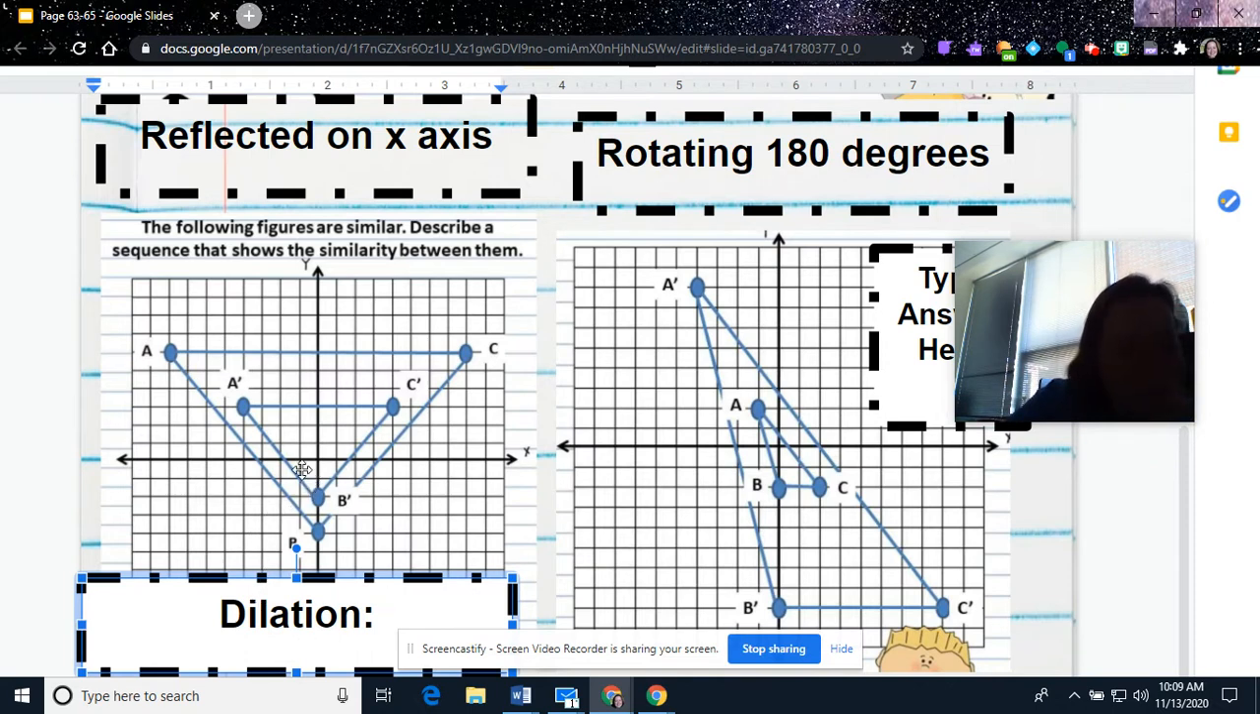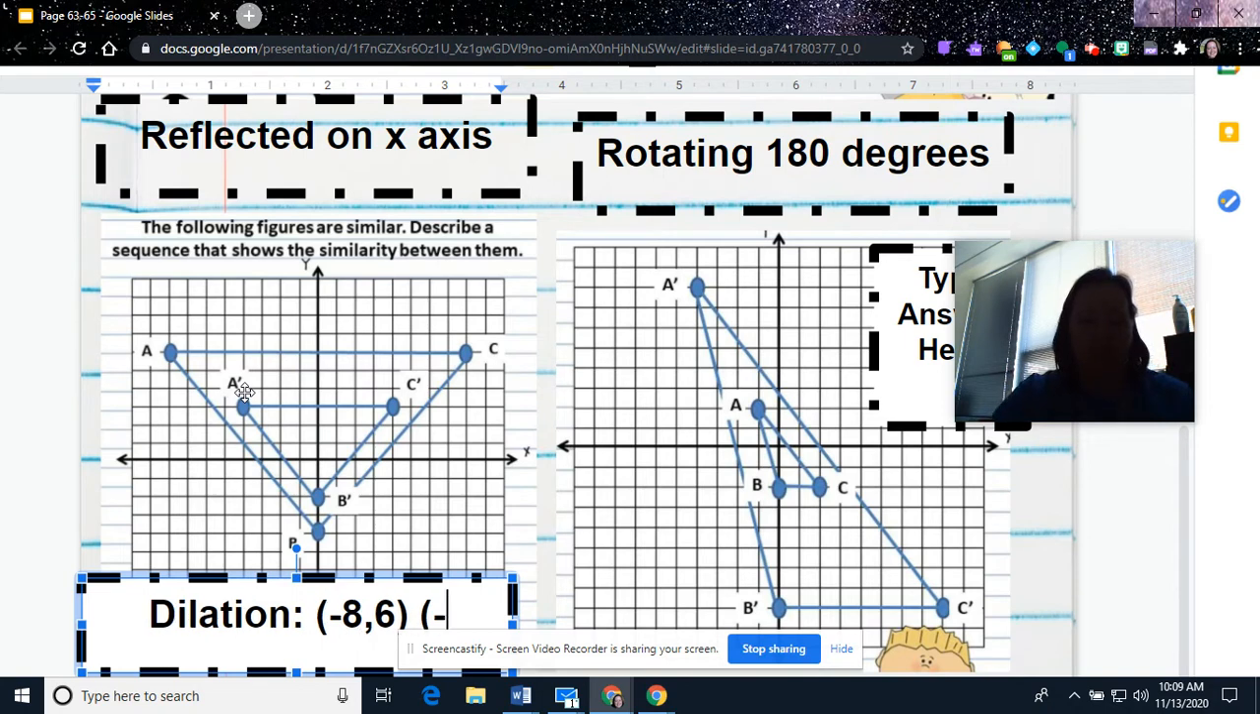If you look at the ordered pair A, which is 1, 2, 3, 4, 5, 6, 7, 8. So it's -8, 1, 2, 3, 4, 5, 6. So that's the first one. It's (-8, 6). And then the second one is 1, 2, 3, 4, and then 1, 2, 3. So it changed it to (-4, 3).